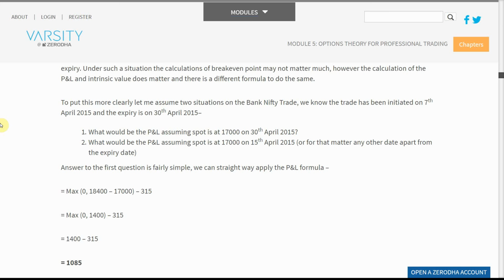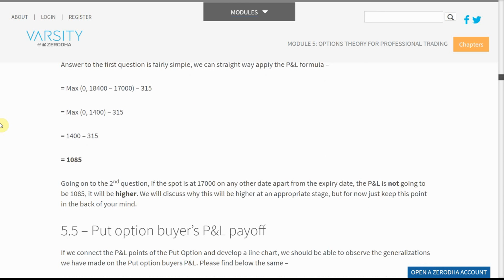We know the trade has been initiated on the 7th of April 2015 and the expiry is on the 30th of April 2015. What would be the P&L assuming spot is at 17,000 on the 30th of April 2015? What would be the P&L assuming spot is at 17,000 on the 15th of April 2015, or for that matter any other date apart from the expiry date? Answer to the first question is fairly simple. We can straightaway apply the P&L formula. Equals max (0, 18400 - 17315)... equals 1400 - 315, equals 1085.